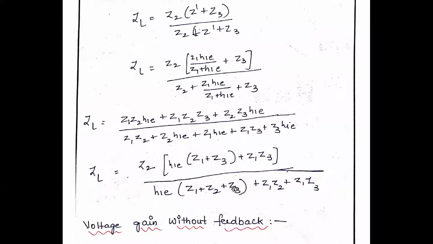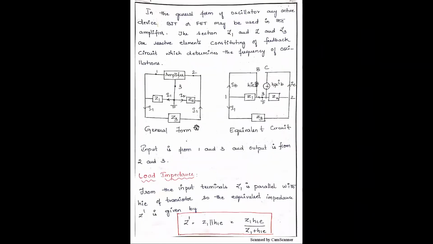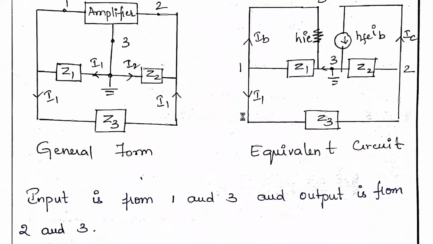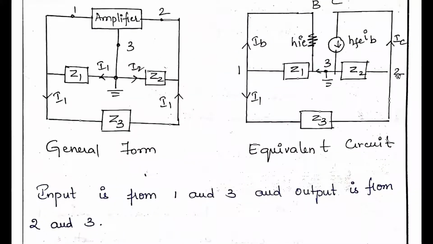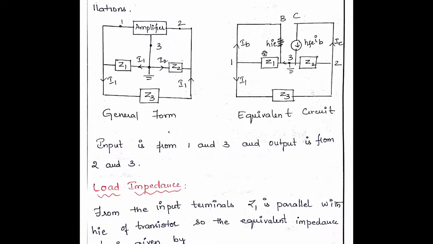Okay. Right. Then what else is remaining? We have Z1, Z2. We are writing as it is. Then we have Z1, Z3. That also we are writing as it is. So in simple words, what we are doing? We are taking ZL as the impedance between the output terminals 2 and 3, which is nothing but Z2 in parallel with Z3 plus Z dash. Z dash is nothing but Z1 hie by Z1 plus hie.